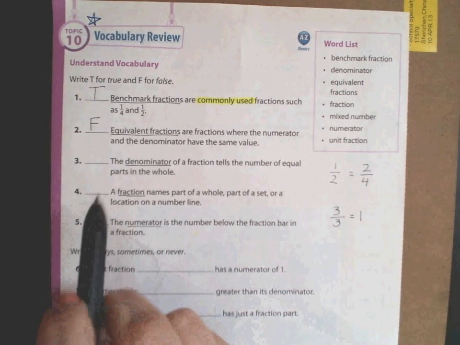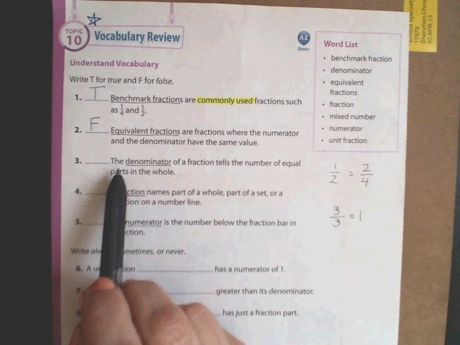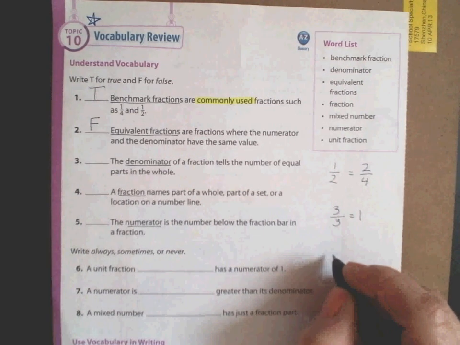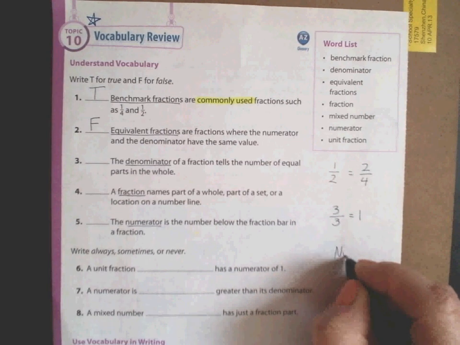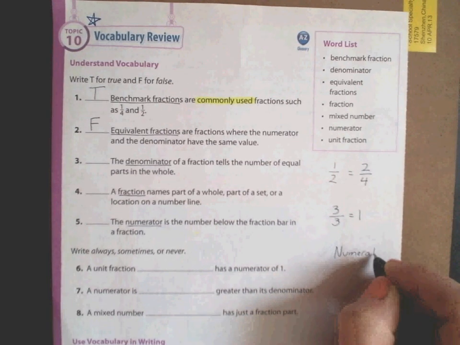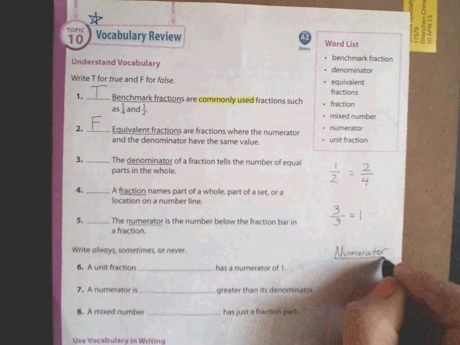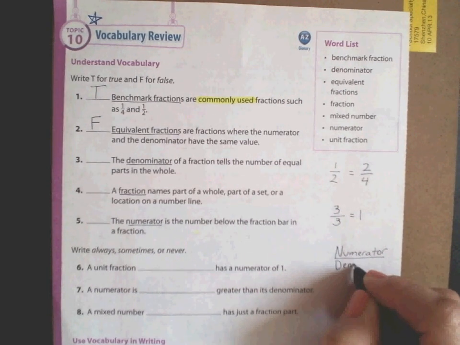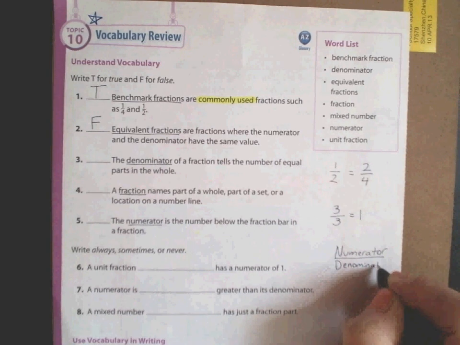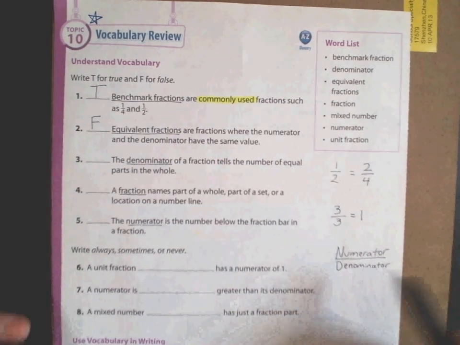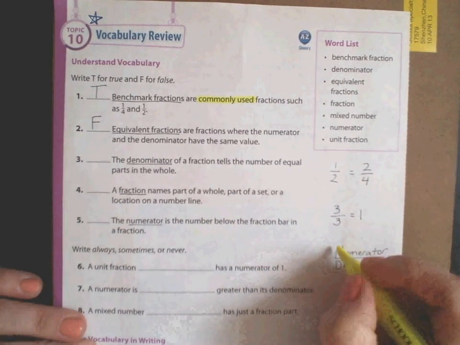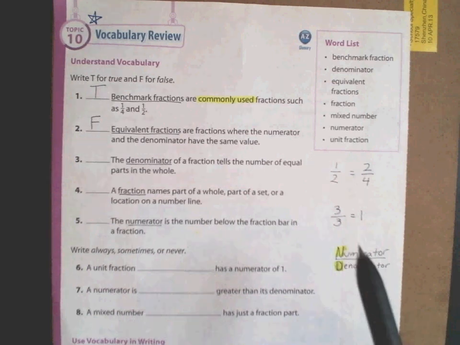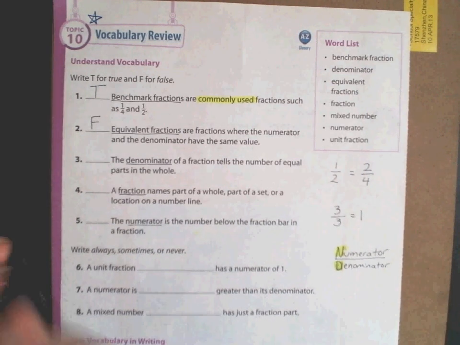So number 3, the denominator of a fraction tells the number of equal parts in the whole. So remember, numerators on top and denominator, D for down, is on the bottom. So our trick was N is for north, which is up, and D is for down. So the denominator tells the number of equal parts in the whole.